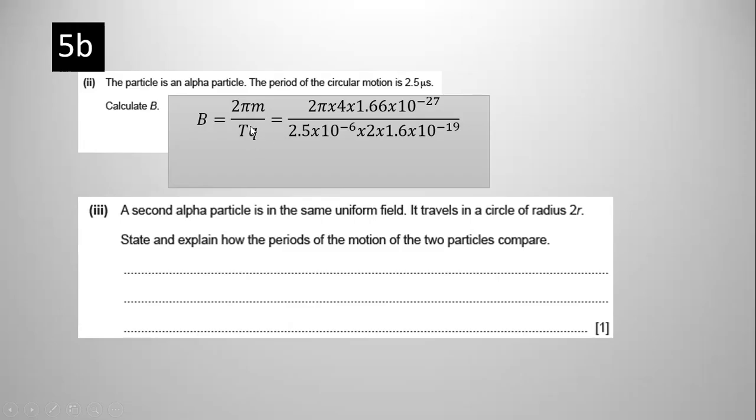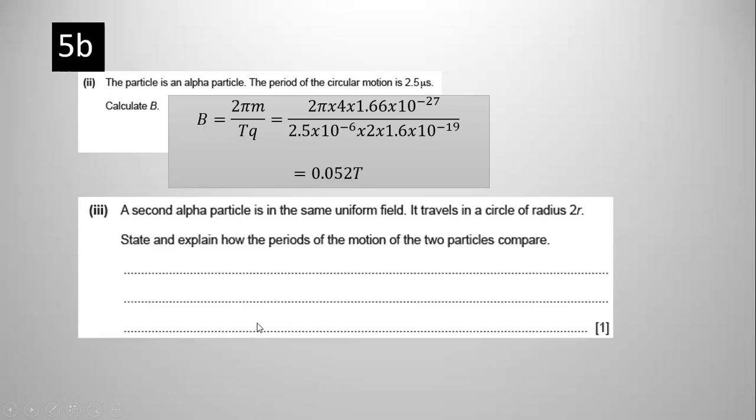Alpha has two charges. That's 2 times 1.6 times 10 to the power minus 19. Then you get 0.052 Tesla. The second alpha particle is in the same uniform field. It travels in a circle of radius 2r. Explain how the periods of the motion of the two particles compare.